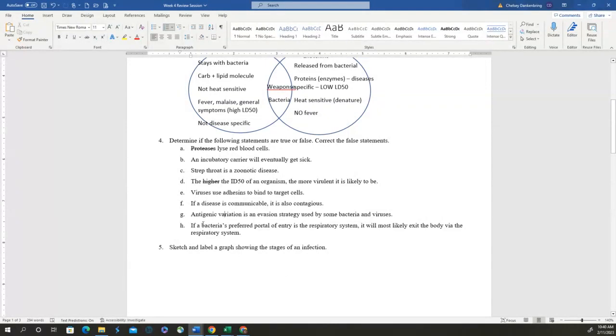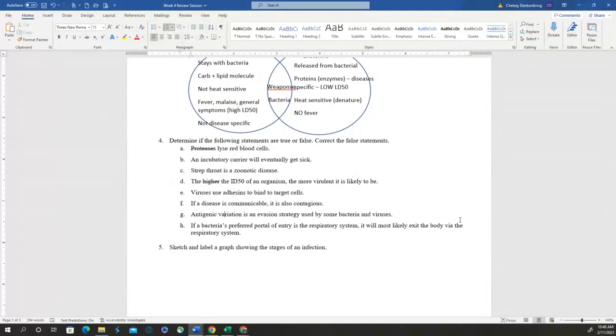All right, last one. If a bacteria's preferred portal of entry is the respiratory system, it will most likely exit the body via the respiratory system. That is true. The preferred portal of entry and the exit portal are always related, okay? So if somebody coughed on my face, right, and it got into my respiratory system, when I cough on somebody, I'm going to release it that way. Or if I sneeze on them, I can get them that way.